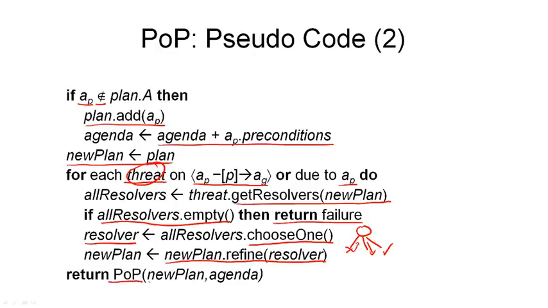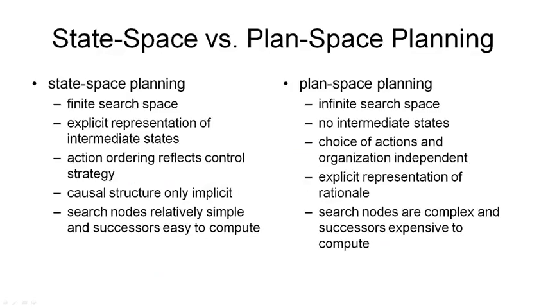So we call our procedure PoP with our new plan and our modified agenda. And of course, our new plan only contains flaws of the type unachieved precondition, as all the threats have just been resolved in the loop we've just gone through. And the agenda contains all those unachieved preconditions. And that concludes our partial order planning algorithm, and it almost concludes this segment.